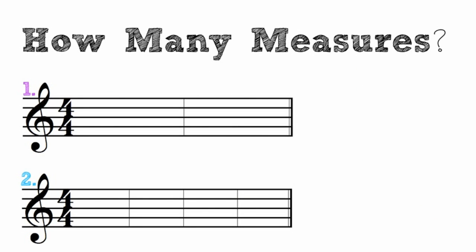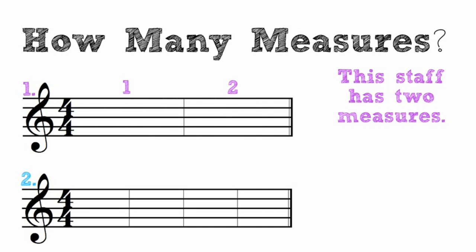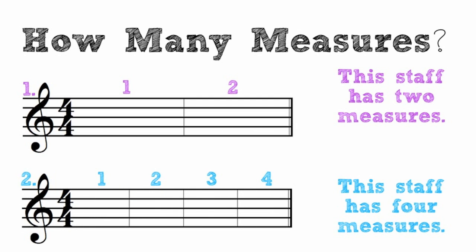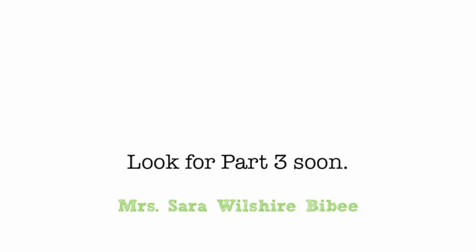How many measures are in the following 2 examples? In the first one, you can see 2 equal segments of music, which means that this staff has 2 measures. In the second example, you can see 4 equal segments of where would be music, and this staff would then have 4 measures.